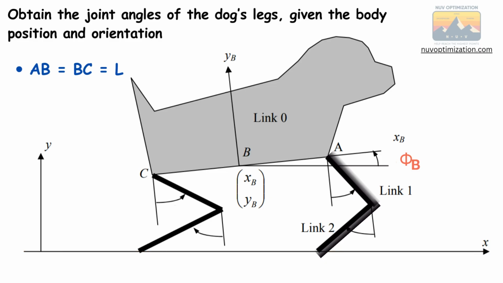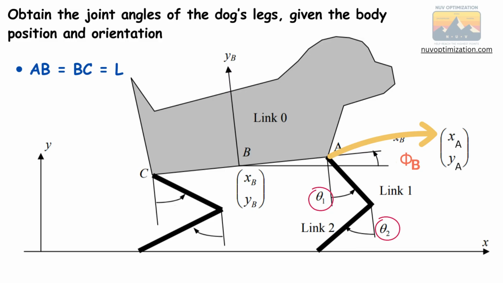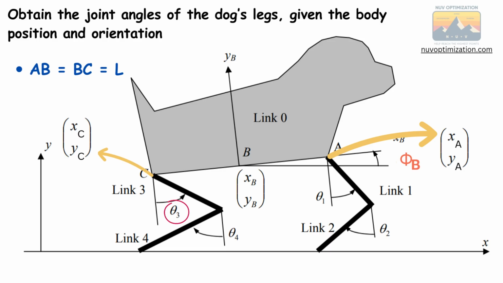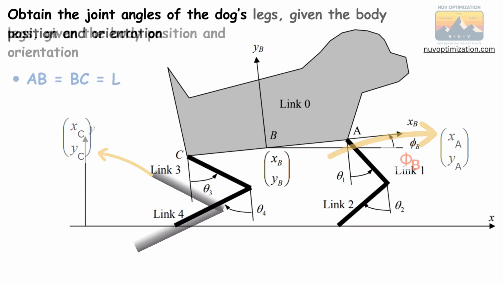Therefore, the front leg is determined if we know the two angles. Angle theta 1, which is the angle between link 1 and the YB axis, an axis defined by the robot's body. And similarly, angle theta 2, which is the angle between link 2 and the YB axis. These two angles, theta 1 and theta 2, are uniquely determined if we know the position, that is, the coordinates x sub a, y sub a, of point A. Similarly, the coordinates x sub c, y sub c, of point C will determine the two angles theta 3 and theta 4, and thus precisely define the position of the hind leg.